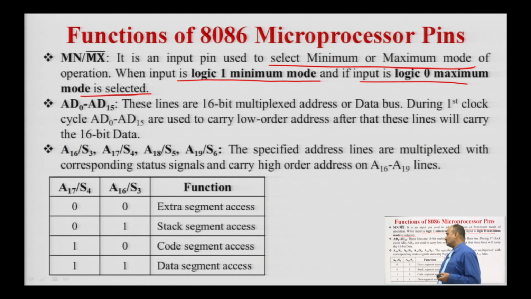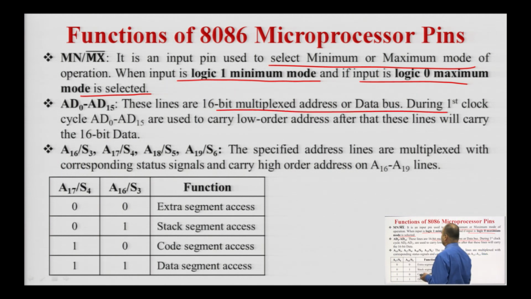Next is AD0 to AD15. This is the multiplexed address and data bus. In the 8086 microprocessor we have a 20-bit address bus. Out of this 20 bits, the low order address is designated by A0 to A15, and this low order address is multiplexed with the data bus, D0 to D15, which is also 16-bit. These lines are the 16-bit multiplexed address or data bus.